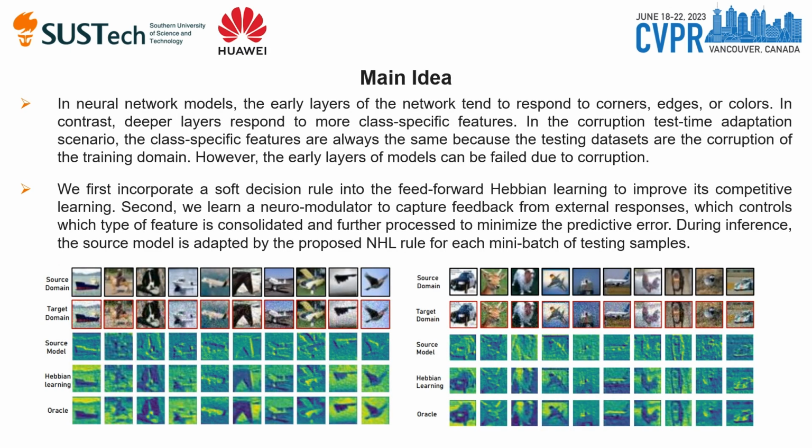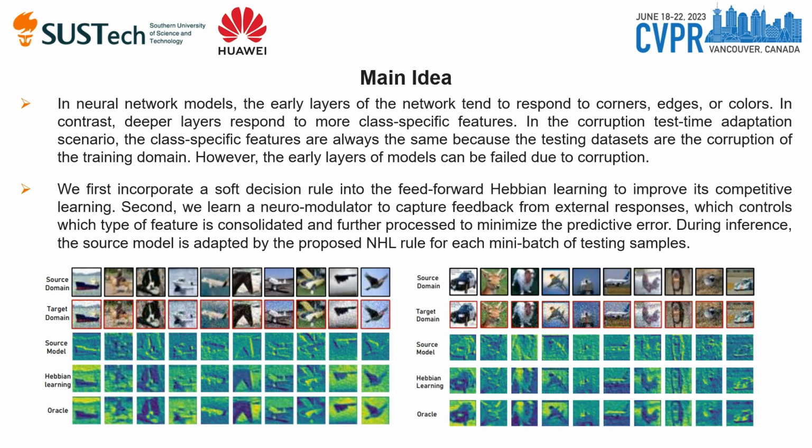In neural network models, the early layers of the network tend to respond to corners, edges, or colors. In contrast, deeper layers respond to more class-specific features. In the corruption test-time adaptation scenario, the class-specific features are always the same because the testing datasets are corruptions of the training domain. However, the early layers of models can fail due to corruption. Existing literature has shown that early representations learned by Hebbian learning are as good as backpropagation and even more robust in testing.